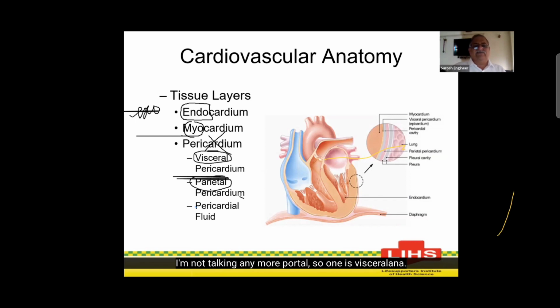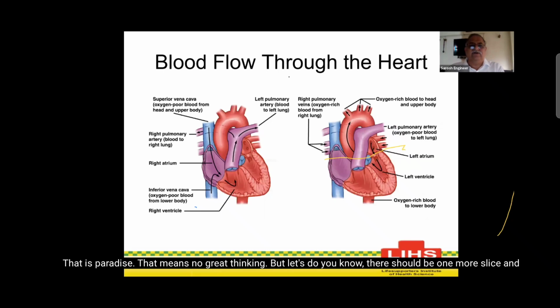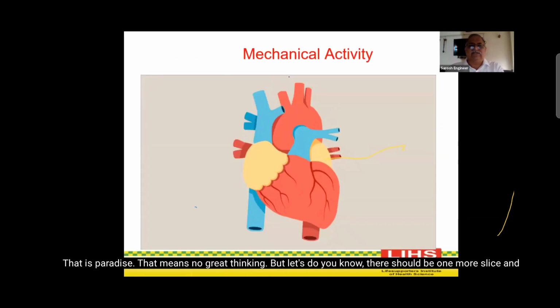Don't worry. So one is visceral, another is parietal. That means, no great thinking, but let's do here. There should be one more slide.